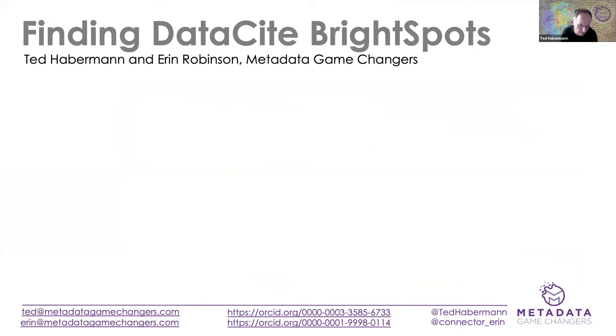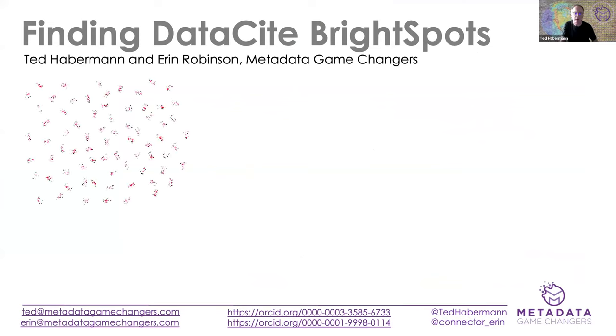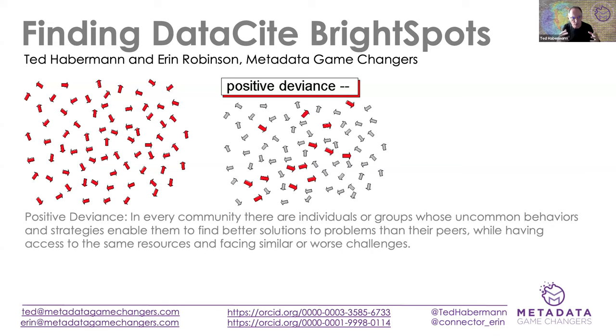That was a lot of interesting information there. I'm Ted Haberman, and my partner Aaron Robinson in Metadata Game Changers also is working on similar problems. We want to talk today about finding DataCite bright spots. So the first question might be, what is a bright spot? In any group of organizations or within an organization, there are always a lot of members. DataCite has over 3,000 members that are headed in various directions.